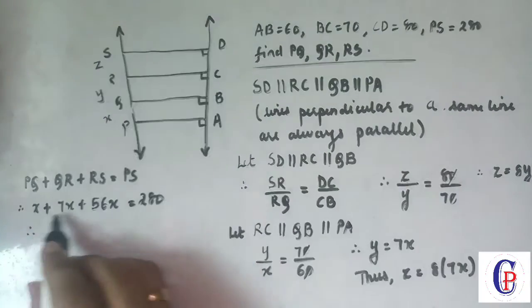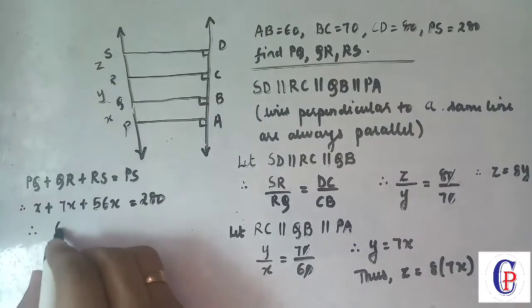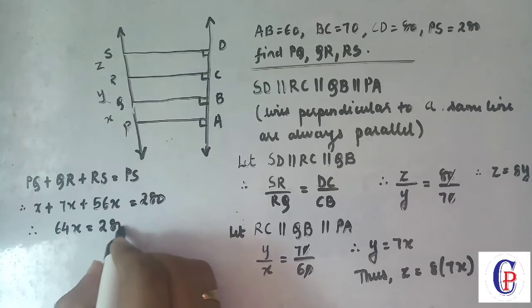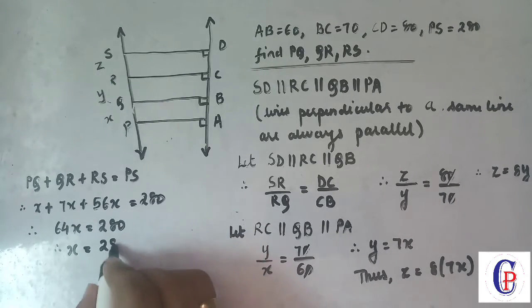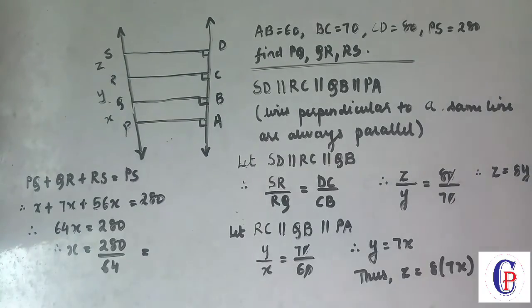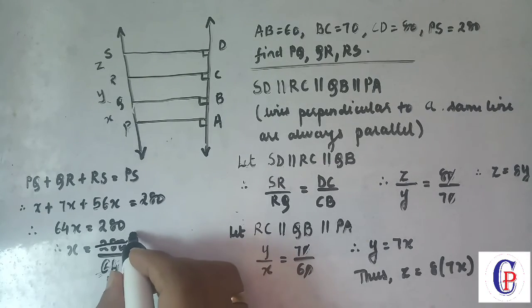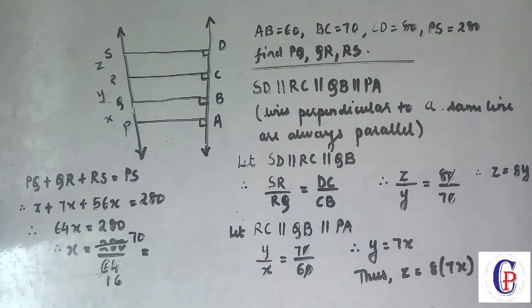So we need to add all this. We will get 56 plus 7, which is 63. 63 plus 1 is 64X is equal to 280. So therefore X is 280 divided by 64. We need to reduce this, so let us reduce this by 4.